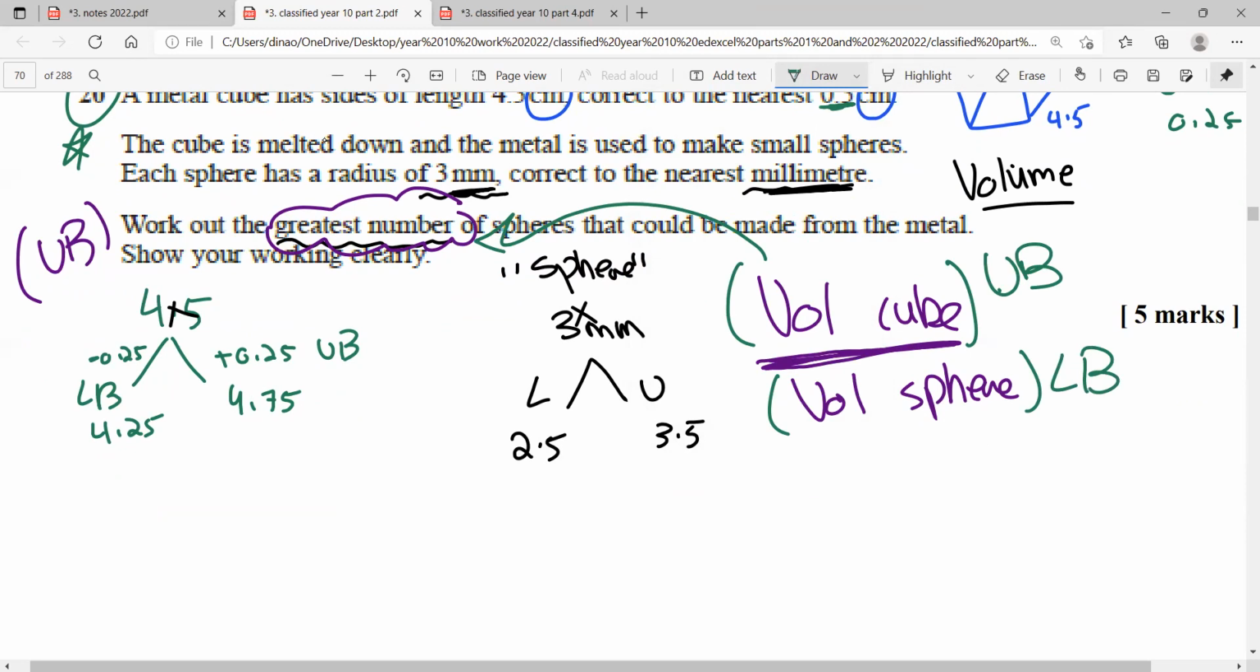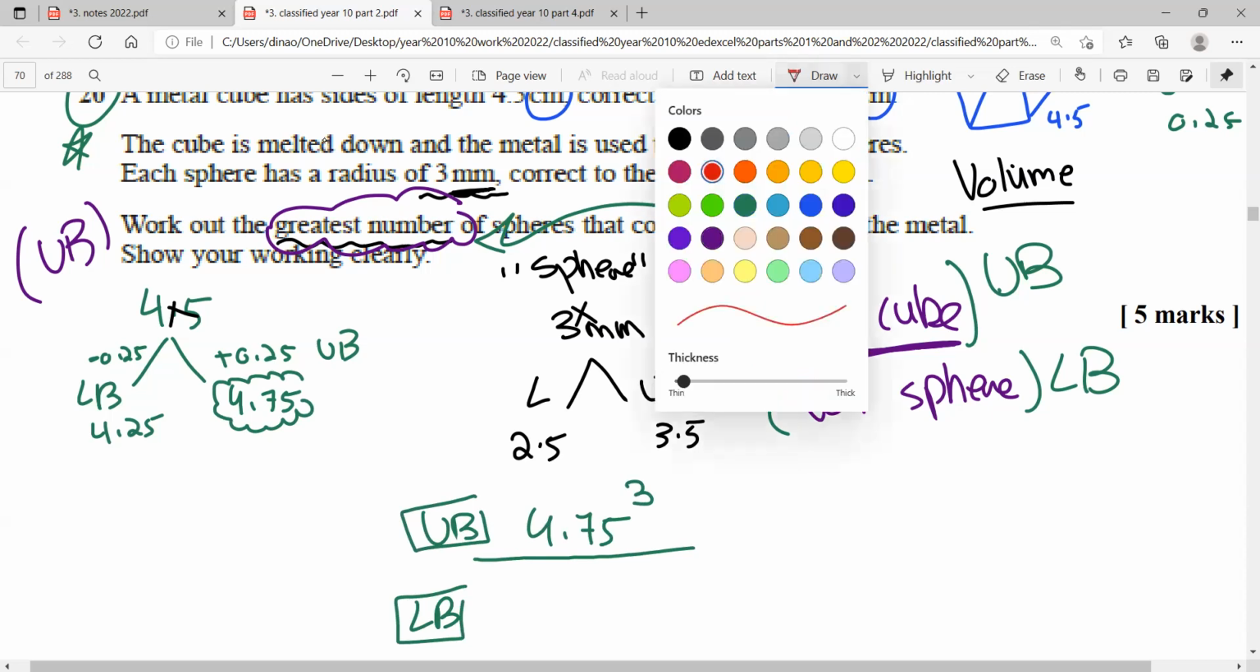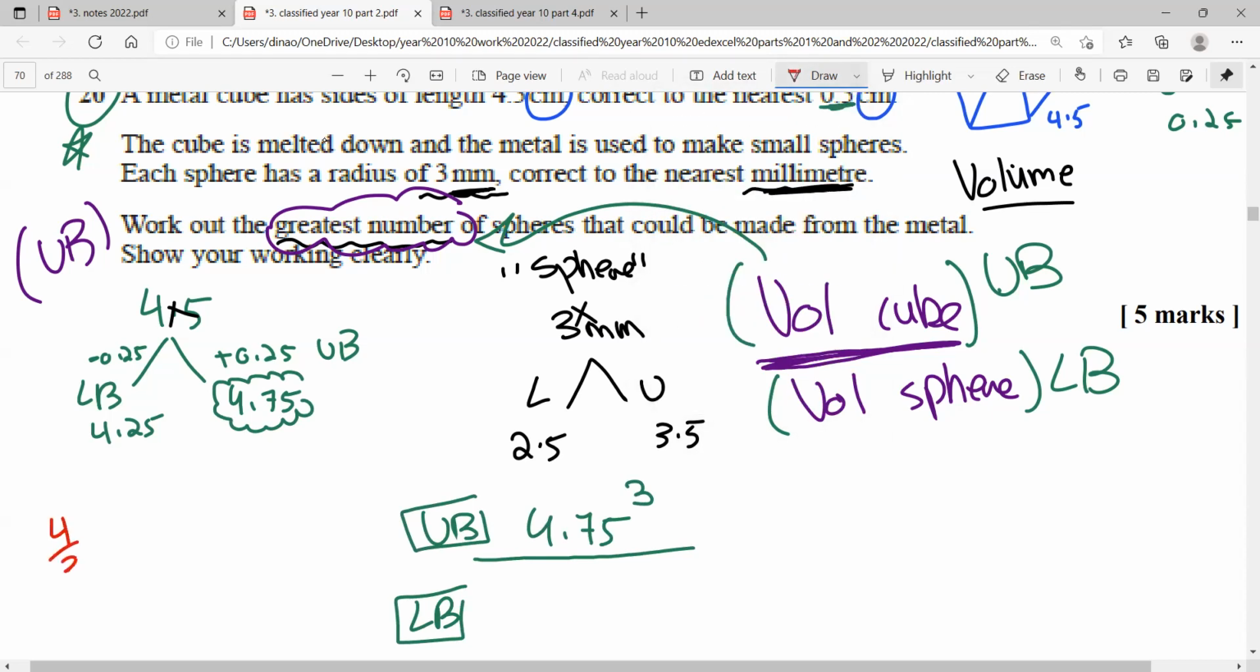طبعا the volume of the cube is side times side times side. But which side do I take? The upper bound. So 4.75 times 4.75 times 4.75 أو ممكن أكتبها side power 3 على طول. Over يبقى upper bound of volume of cube على lower bound of volume of sphere. And if you remember when we discussed spheres in school, قلنا the volume of the sphere is 4 over 3 pi r³. طبعا 4 over 3 will be kept as it is, the pi will be kept as it is. طبعا which radius will I take? I will take the lower radius.